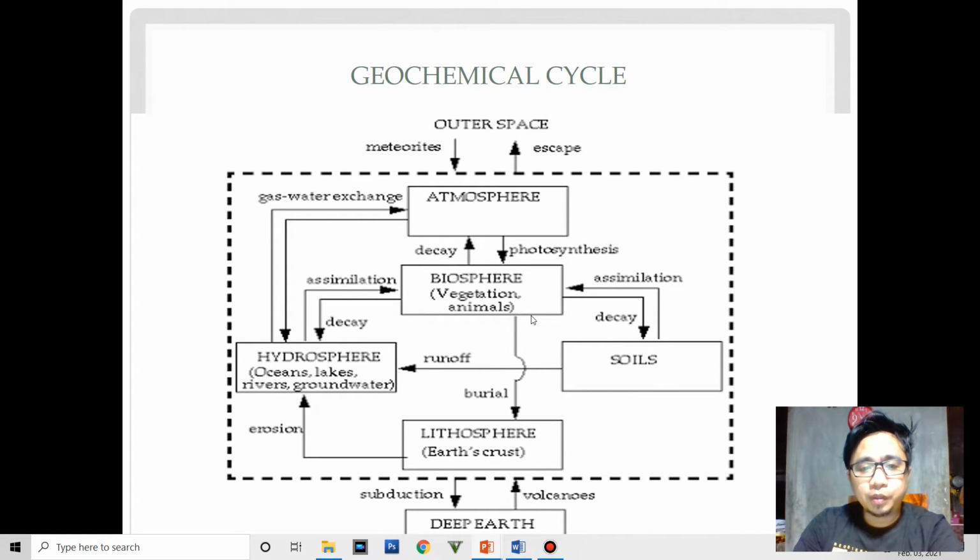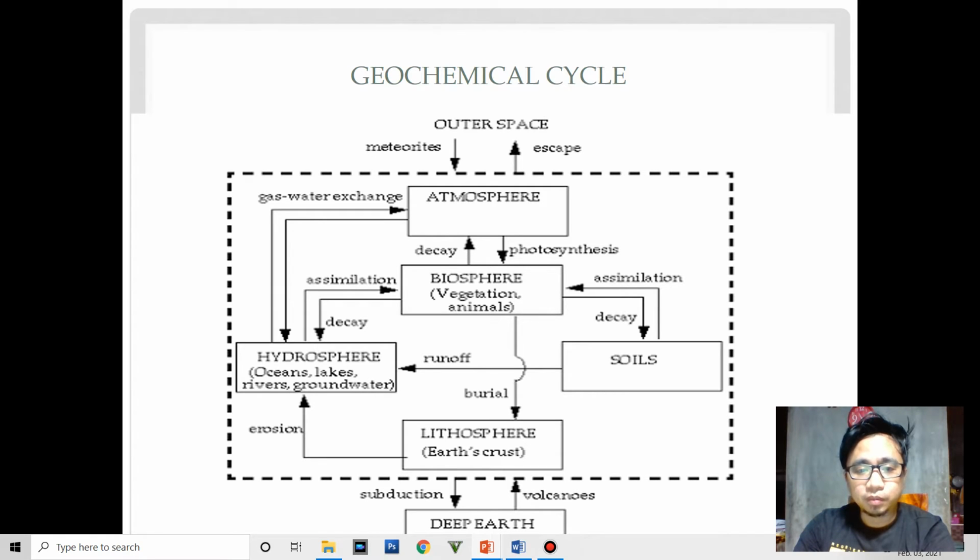So on the biosphere, there will be a two-way link from the biosphere to the atmosphere, the biosphere to the hydrosphere, and the biosphere to the soils. Of course, the biosphere flows to the other links, like atmosphere, hydrosphere, and soils. The decaying of the animals or the plants will be degraded or deposited on bodies of water, oceans, lakes, rivers, or groundwater. It could also be deposited on the atmosphere through some form of gas like carbon dioxide and methane.